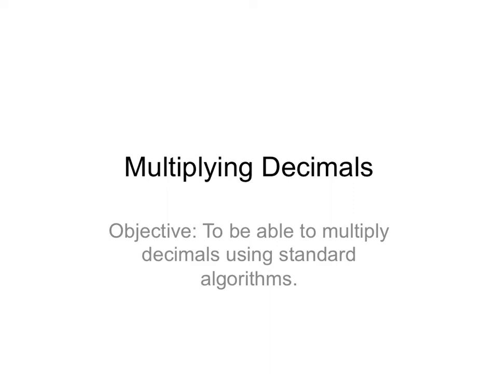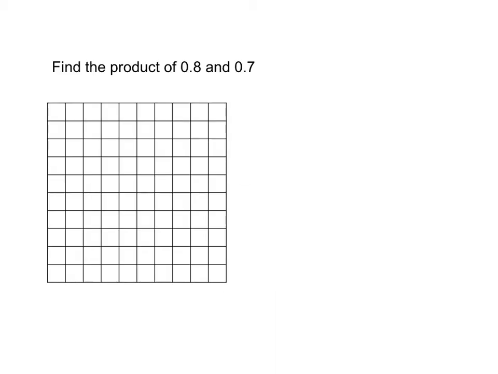Hi, 6th graders. Today we're going to look at multiplying decimals. At the end of this lesson, you want to be able to multiply decimals using standard algorithms. Let's start out if we're multiplying 8/10 and 7/10. We're going to find the product, which implies multiplication. We're going to use the hundreds grid to indicate that each square is 1/100th.